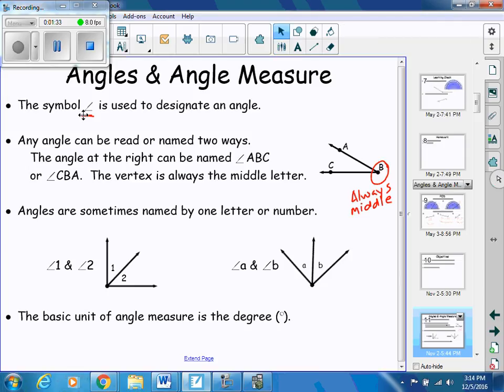Sometimes angles are named by one letter or one number. So in the first case here, angle 1 and angle 2, they just write the number in the middle of the angle. Same thing, they can use letters, angle A, angle B. And the last part there, the basic unit of angle measure is the degree, and we put the little degree symbol there. You should remember that from yesterday.